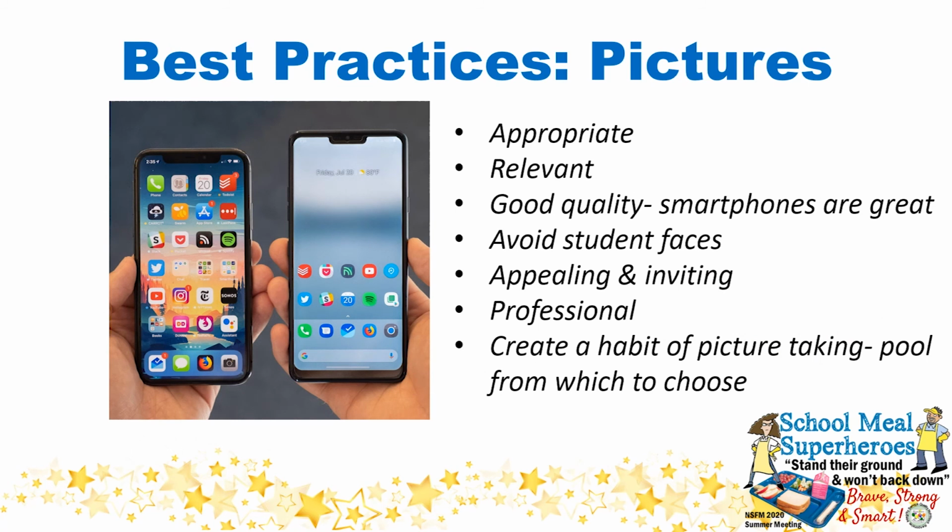Both of these newsletters involve taking pictures and choosing which ones to use. So let's go through some best practices when it comes to pictures. Your pictures should always be appropriate and relevant. So they should relate to what you wrote about in either your school lunch crunch newsletter or your board update. Your pictures should be good quality. So any smartphone is great for taking a decent quality picture.